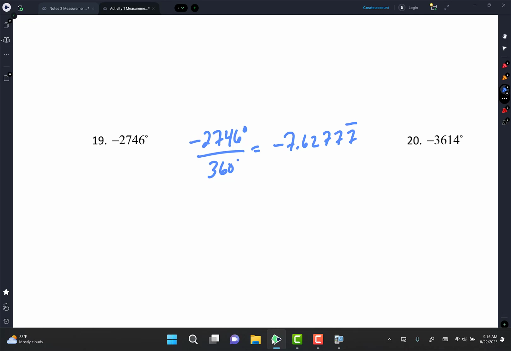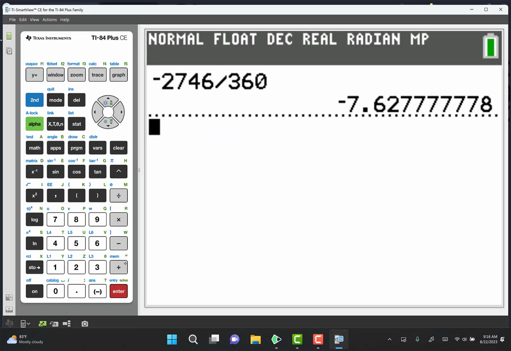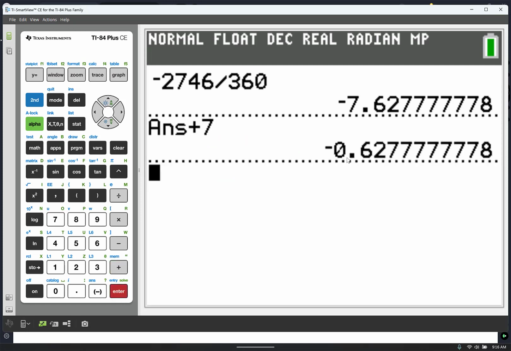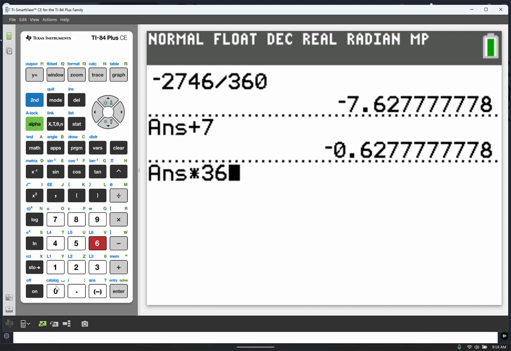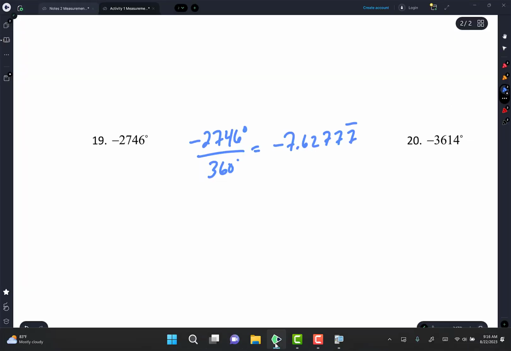Okay. So remember what I did, guys. That means that you did 62.7% of a revolution. So I'm going to add 7 to get rid of that negative 7. I'm going to take my calculator and go plus 7 to zero it out, or to cancel it. And now I'll take this and I'm going to multiply that sucker by 360. And there it is. Negative 226 degrees.